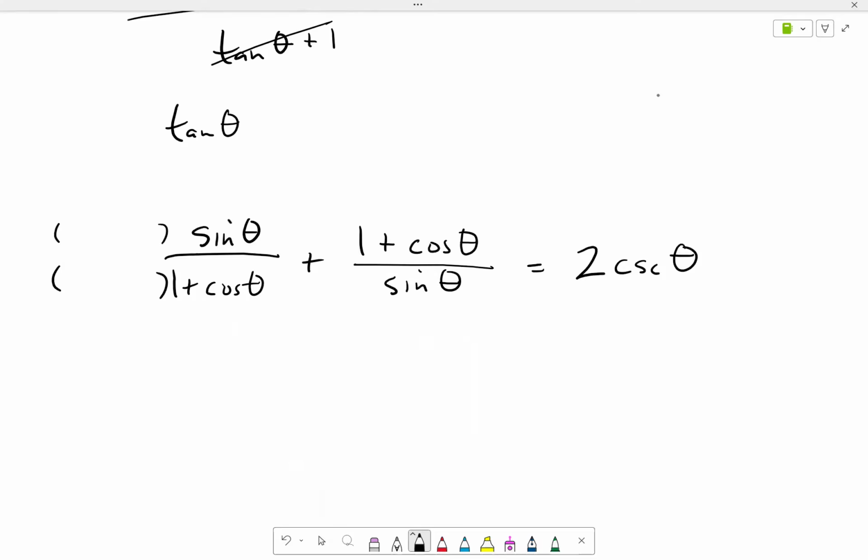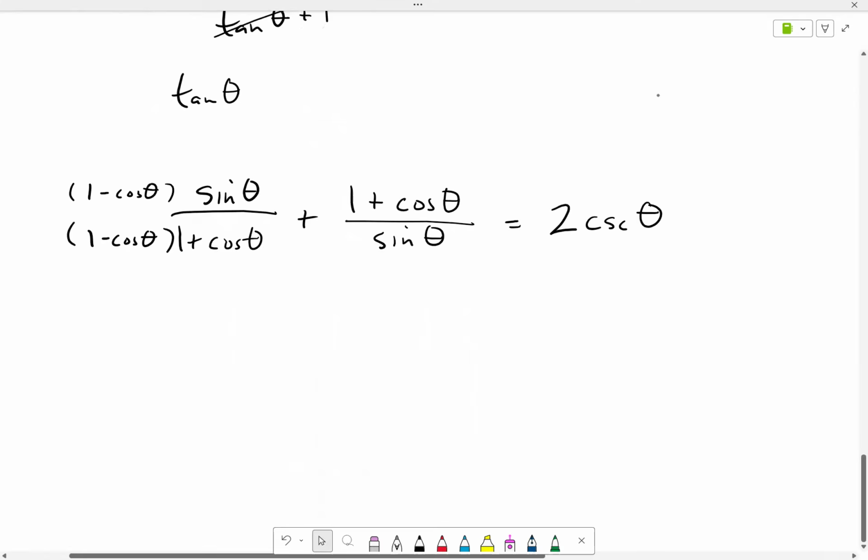That's a great question. What would I multiply by? Cosine theta. I multiply by the conjugate of this, so one minus cosine theta. Yeah, 1 minus cosine theta, 1 minus cosine theta. I think this is how to do it. It's been a while since I've done this one. I notice I'm just multiplying this by 1, so I don't have to do that.